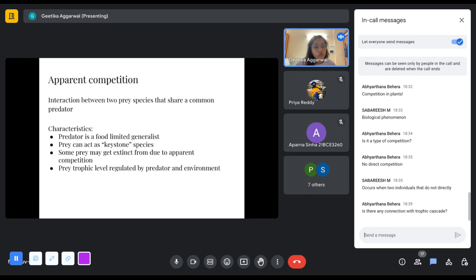Is there any connection with trophic? No. So basically, there is a connection with trophic cascade because we're talking about predators and prey. Trophic cascade is basically any interaction that you have between different trophic levels. So here, since this interaction involves a predator as well as a prey, there are two trophic levels involved. That is why there's a connection with the trophic cascade.